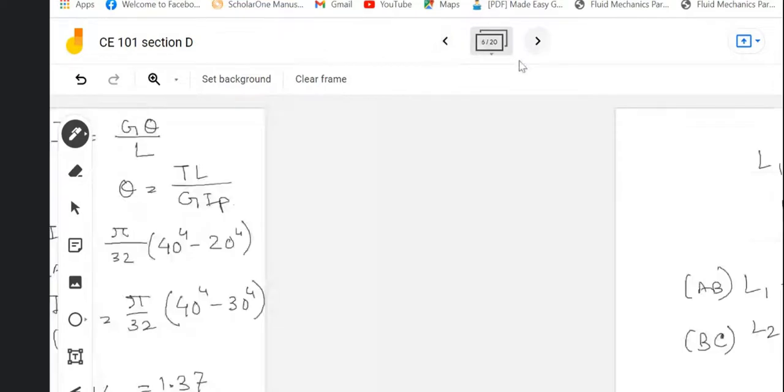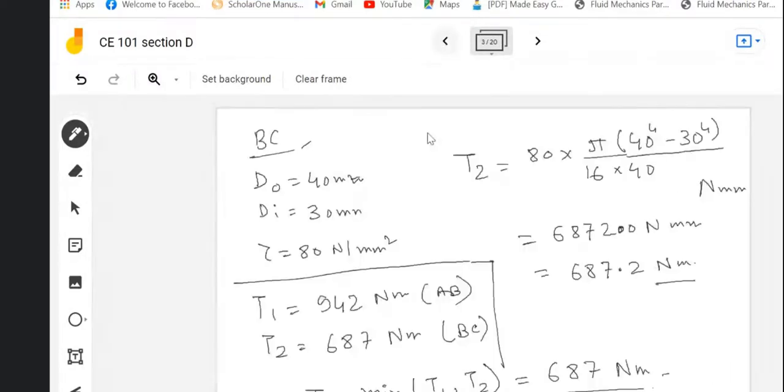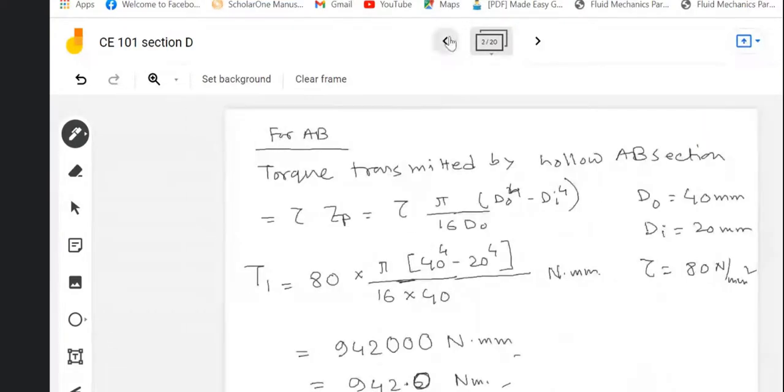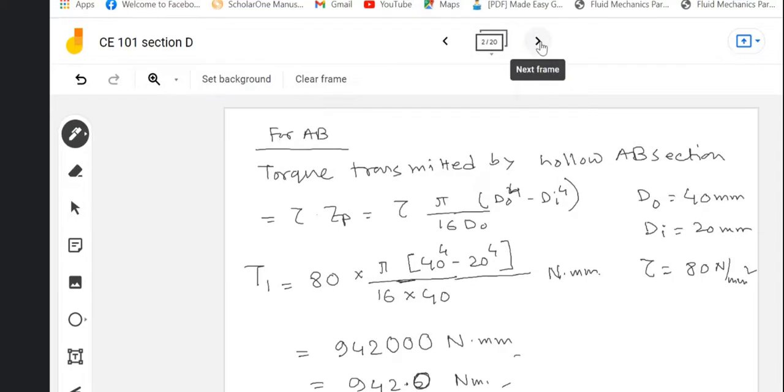The problem is not so difficult. We know all these expressions, we just have to apply them to a shaft of two different sections. So we have to equalize the angular distortion, and also keep T as the minimum of T1 and T2 for the complete section. These two tricks we need to keep in mind. The other things are the same expressions I have written throughout the lecture.